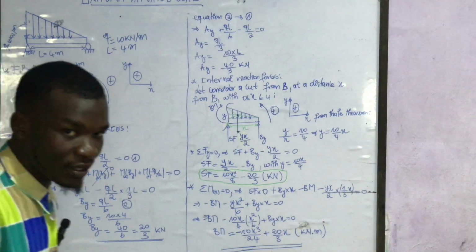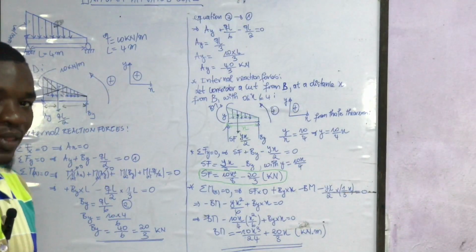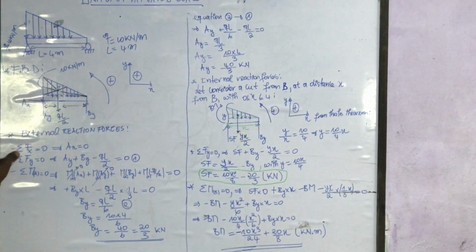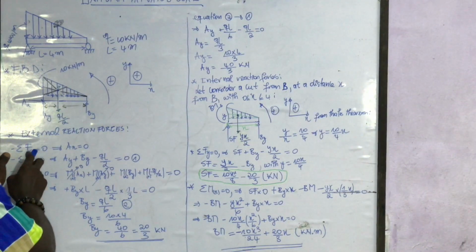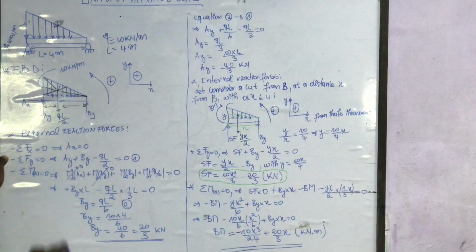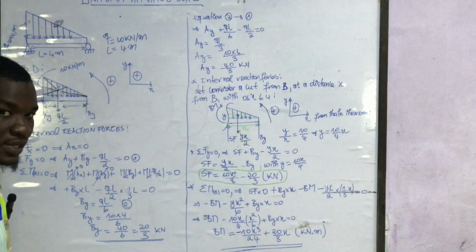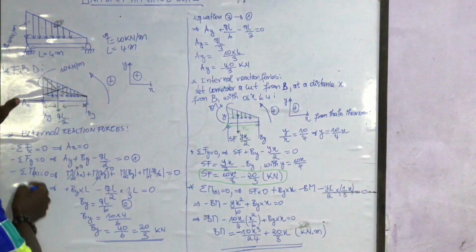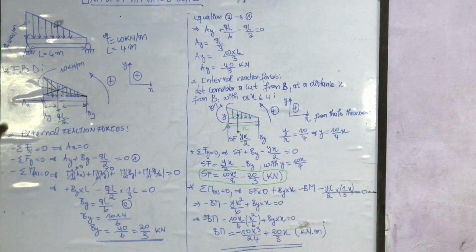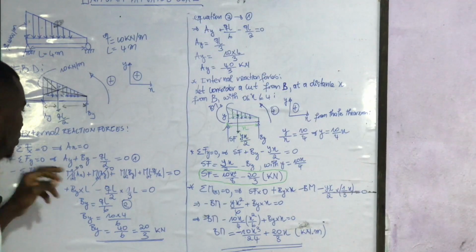So next step, we find the external reaction forces. How do we find them? We use the static equilibrium equations. We start with the summation of forces along the x-axis equal to 0, which implies that AX is equal to 0. As you can see here, we have only one force along the x direction. Now we go for the next one. The summation of forces along the y direction is equal to 0.